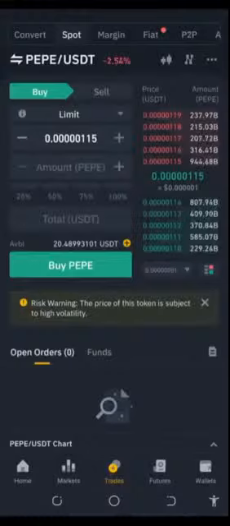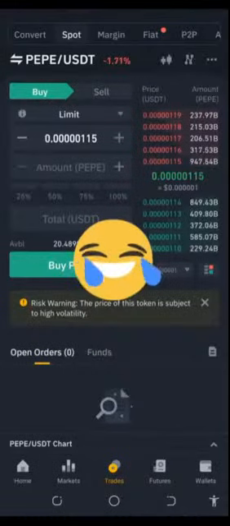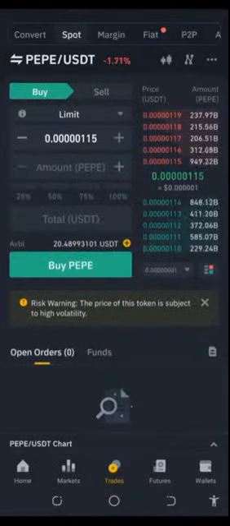Anyways, I hope you've learned something. Pepper USDT has given us some pepperistic moves, and so we're happy that we're able to make some good money from this.